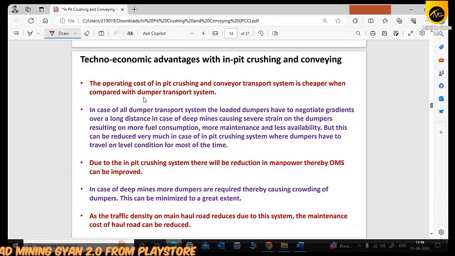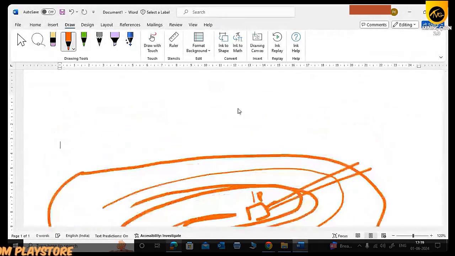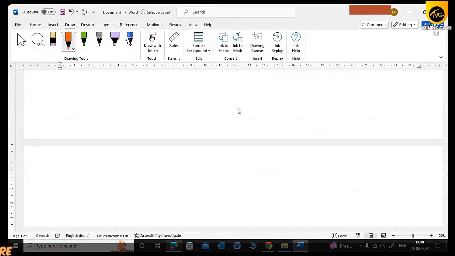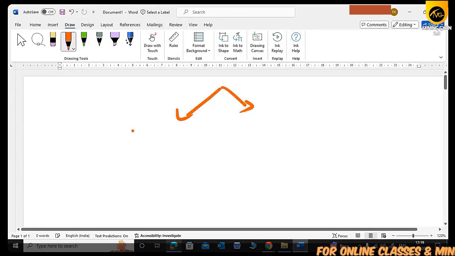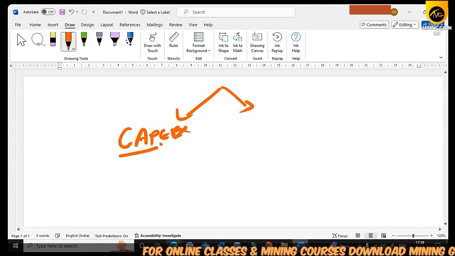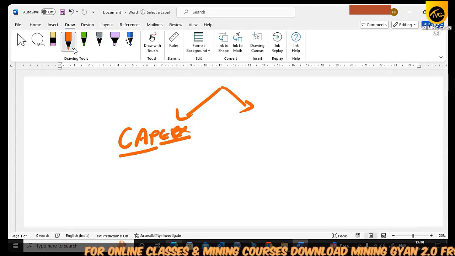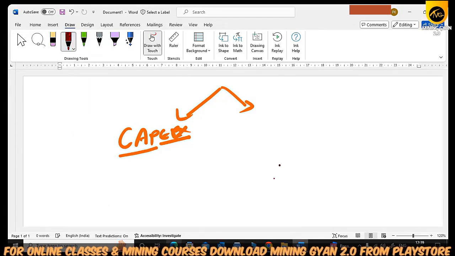So here there are two types of cost. The first cost is the CAPEX, which is called capital expenditure. And the second cost is what? Operating cost, meaning running cost.